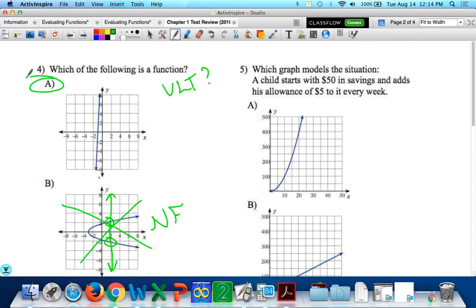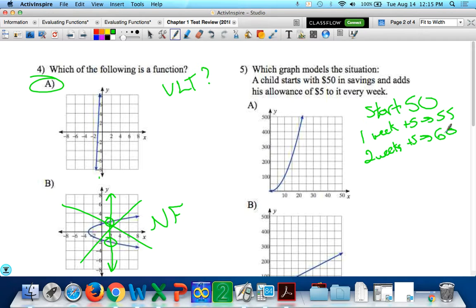5 is a really important question. It's this real-world modeling. And it says, which graph models the situation? A child starts with $50 in savings and adds his allowance of $5 to it every week. That means we start at 50. And after 1 week, we're going to add 5 to that, which means we're at 55. After 2 weeks, we're going to add 5, which means we're at 60.